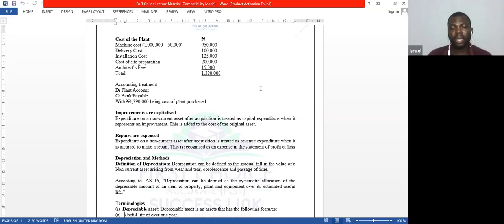Now there are some terminologies that we call depreciable assets. These are assets that have the following features.